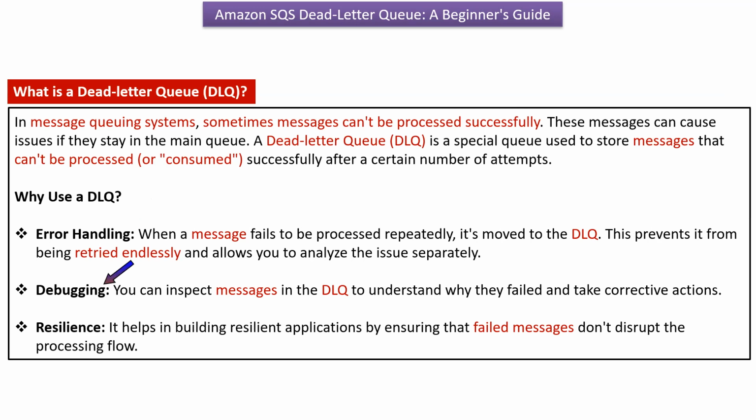Second point is debugging. You can inspect messages in the DLQ to understand why they failed and take corrective actions. Third point is resilience. Dead letter queue helps in building resilient applications by ensuring that failed messages don't disrupt the processing flow.